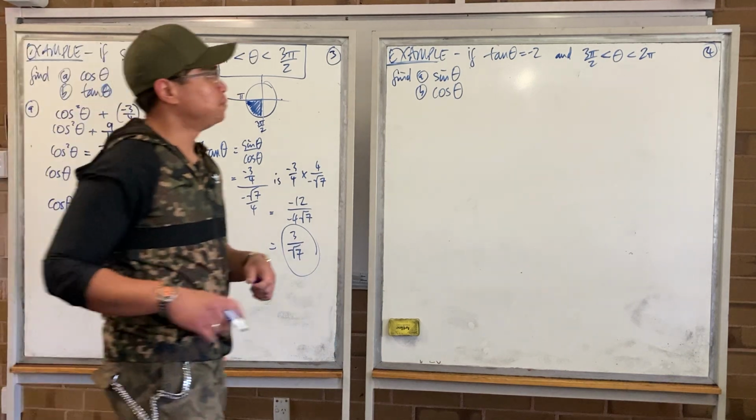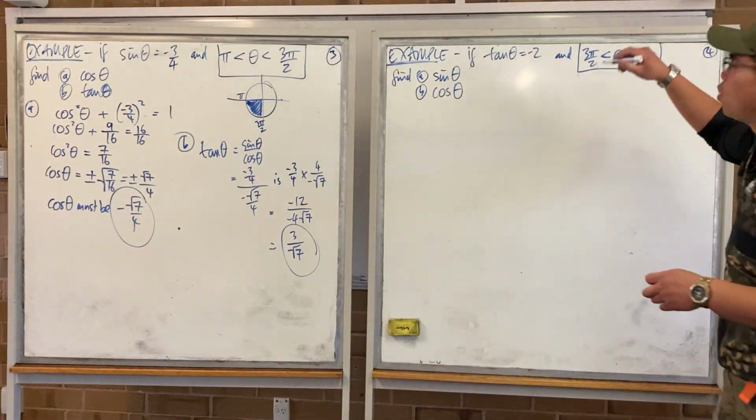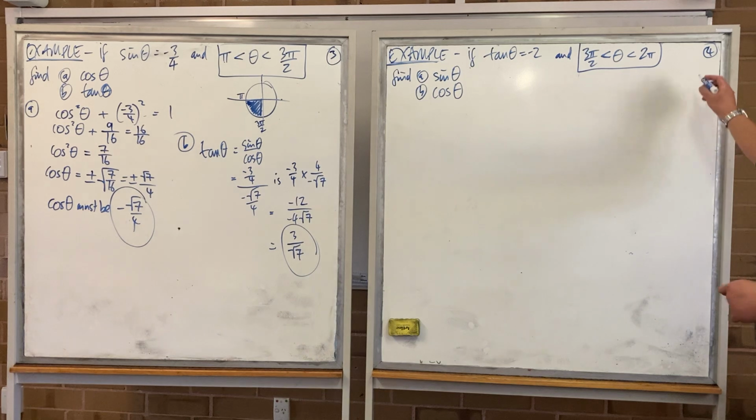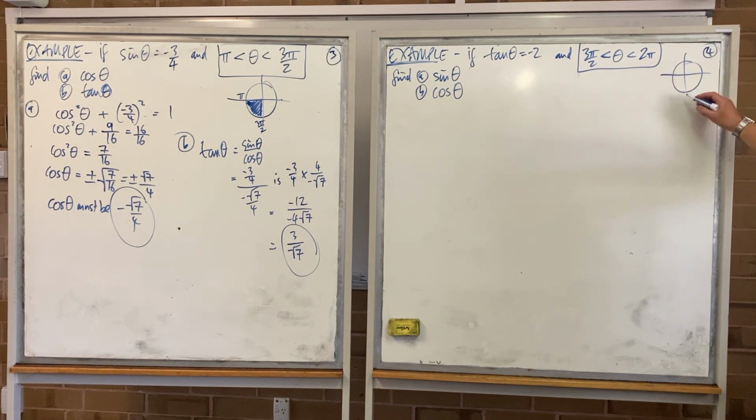So now we've established what this means. It's telling us where the answer could be. So do a quick unit circle. Whereabouts is 3 pi on 2? It's here. Whereabouts is 2 pi? Is it here or is it on the other side? Right side. So the angle we are talking about is in the quadrant form.